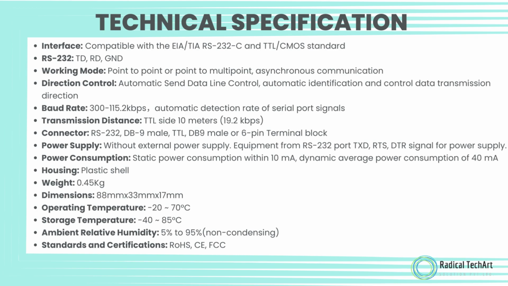Transmission distance, TTL side 10 meters at 19.2 kbps. Connector, RS-232 DB9 male, TTL DB9 male or 6-pin terminal block. Power supply, without external power supply. Equipment powered from RS-232 port TXD, RTS, DTR signals. Power consumption, static power consumption within 10 mA, dynamic average power consumption of 40 mA.